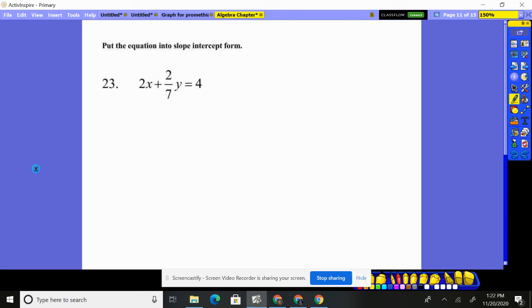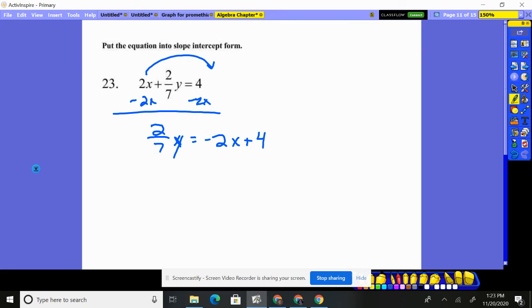All right, again, must move that over. Subtract 2x, subtract 2x. 2/7, ugly fraction. 2/7 y equals negative 2x plus 4. Now what I need to do, I need to get rid of this. So I'm going to multiply by its reciprocal, which means I multiply this entire side by that reciprocal of 7/2.